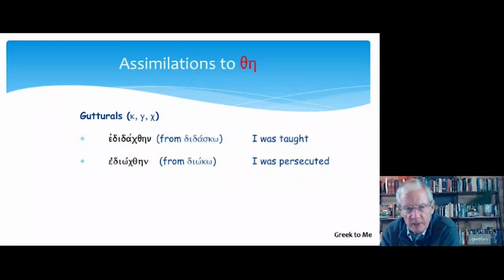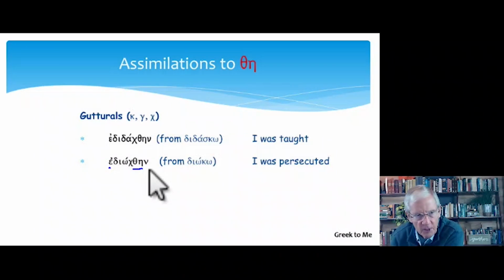All right, then we have our gutturals, kappa, gamma, chi. Now again, notice what happens. The gutturals, you say down here, they merge together with the theta, and they come out in this way. Edidachthane, that's from didasko. Notice the chi there. It's a way of running the word together. First aorist passive indicative, first singular, I was taught. Edioxthane. There's our augment, our stem, and then we have the theta eta. So augment here, theta eta. The kappa merged in together with the theta, and we have the merging of the H sounds at edioxthane. I was persecuted or pursued.